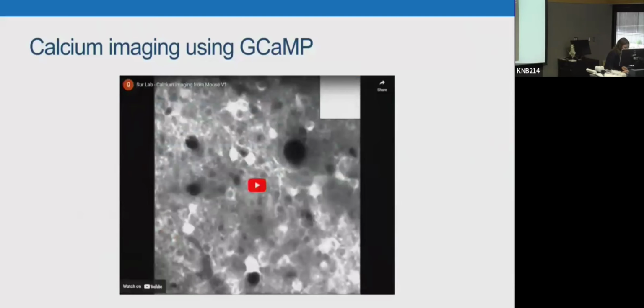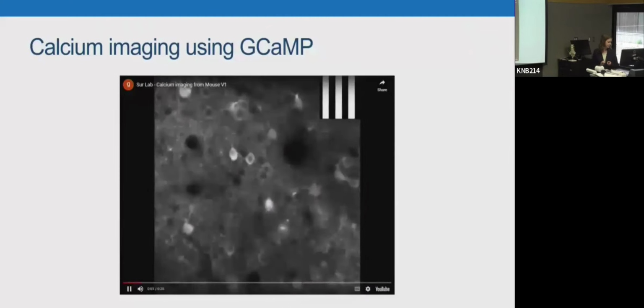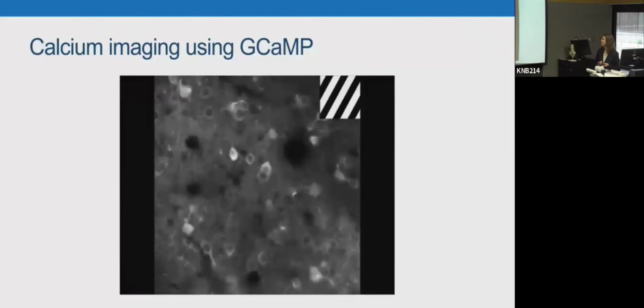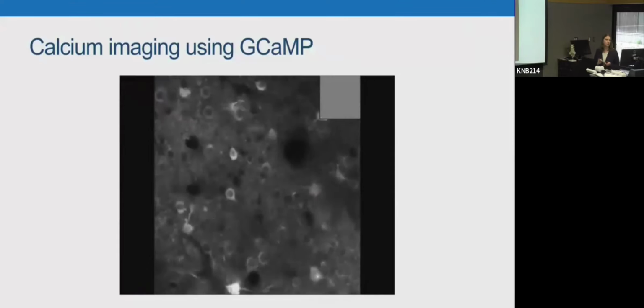So this isn't my work, but this is the work of another lab, and they're imaging in vivo in a mouse in their visual cortex while they show the mouse different gratings, so different images that you'll see up in this corner up here. And then the cells are expressing GCaMP. So you can see these flashes of activity every time these gratings are shown to this mouse.